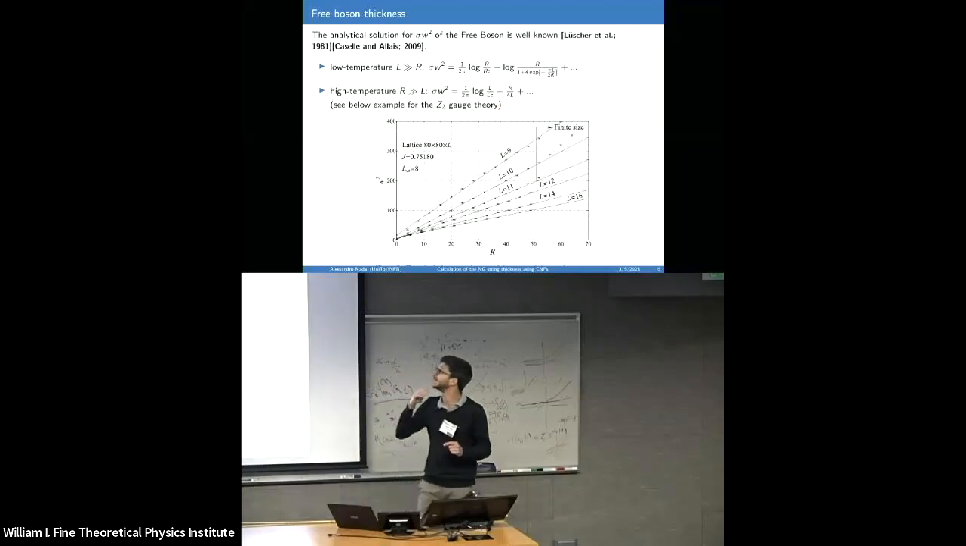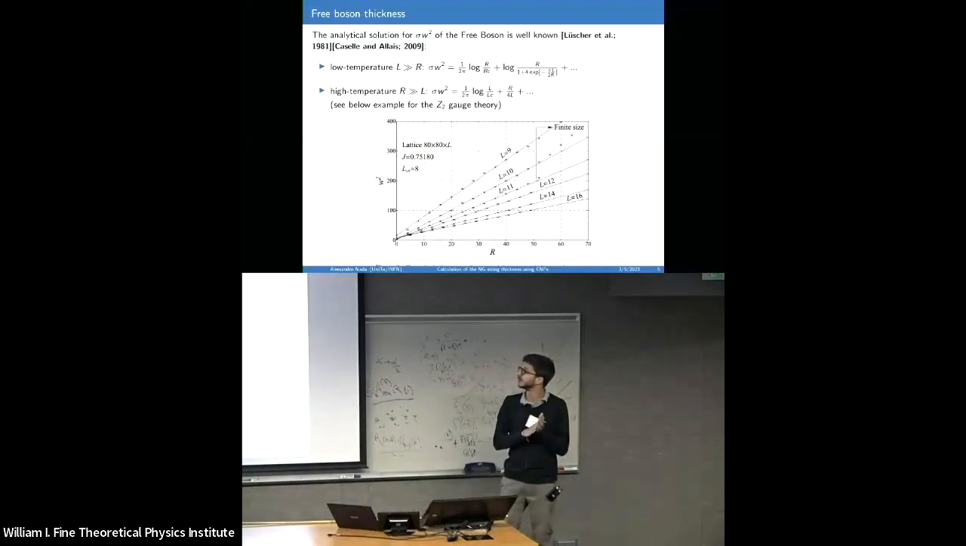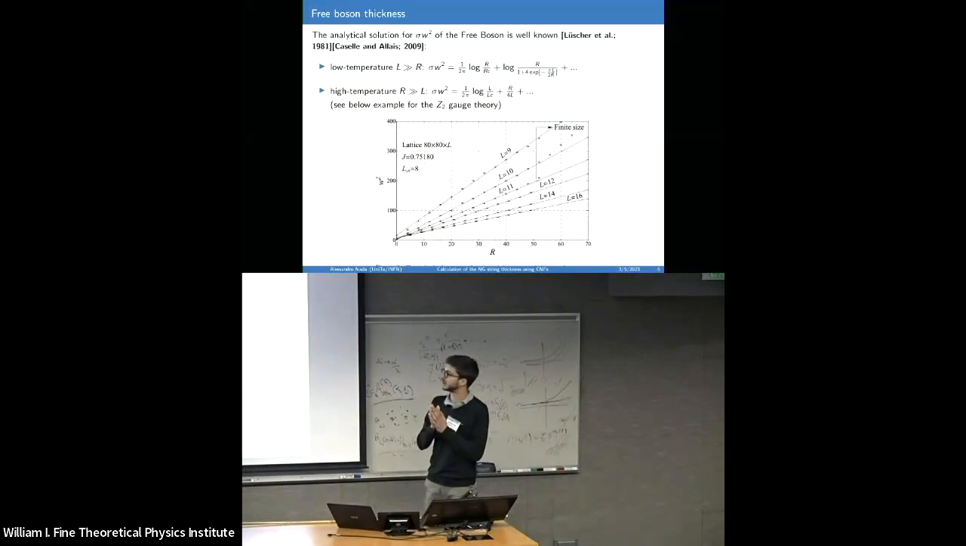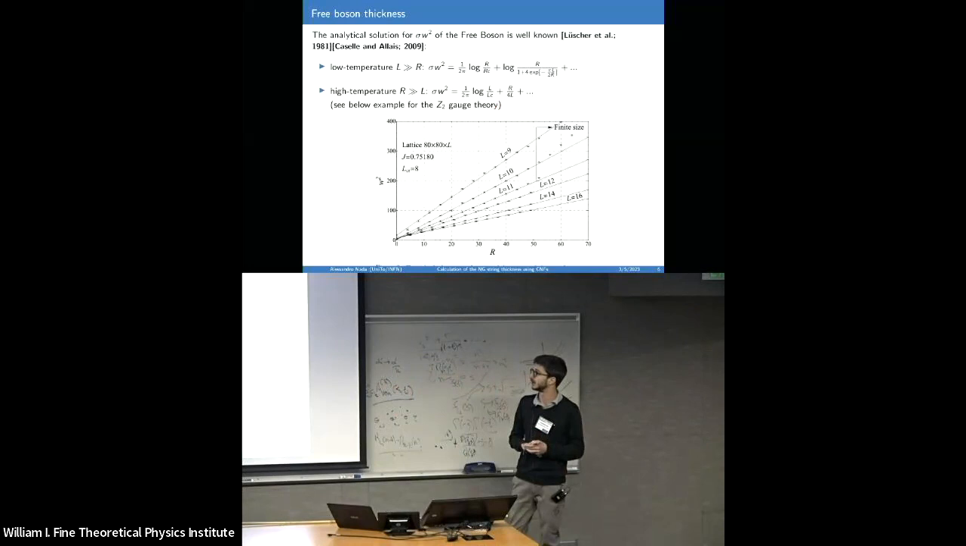Indeed, we know the analytical solution for the thickness in the case of the free boson, and in particular in the two regimes, the low temperature and high temperature regime. Well, the inverse of the temporal size is what you would call the temperature, so this is why we're calling this low and high temperature. L is the size in the time direction. So these are the two behaviors that we are also going to check at the end, when we look at the numerical results.